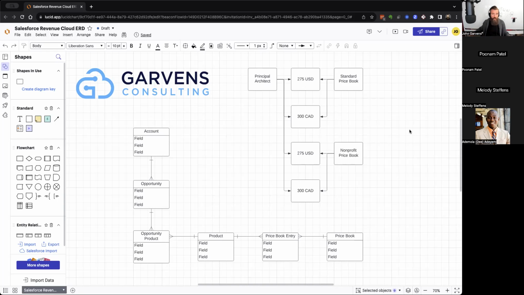My product is there. My price book is there. My product is active. My price book is active. The price book entries also have an active checkbox. There's an active checkbox on the product, price book, and price book entry objects. If any of those 3 are inactive, you will not see the product in the product selection screen.